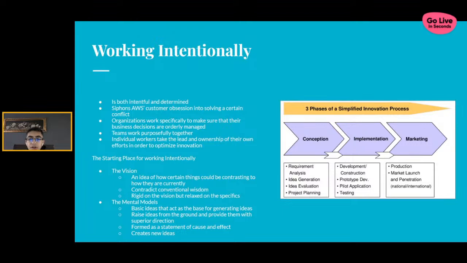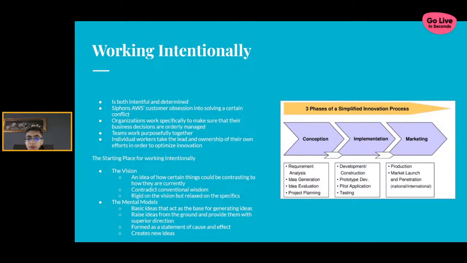So, what is the starting place for working intentionally? The starting place comes from the vision and the mental models. The vision is an idea of how certain things could be, contrasting to how they currently are. This contradicts conventional wisdom, and one should be rigid on the vision but relaxed on the specifics.